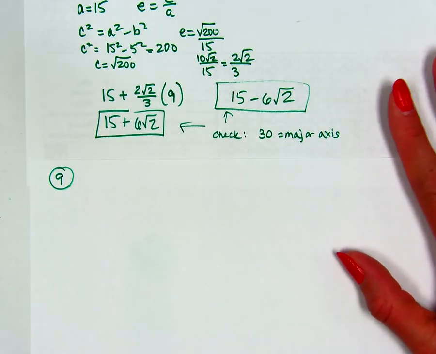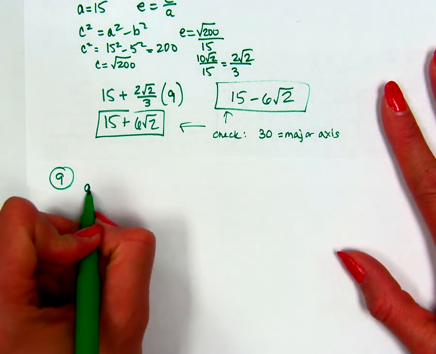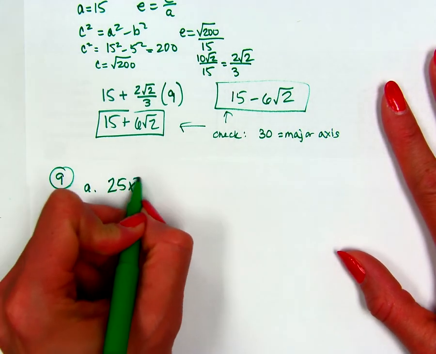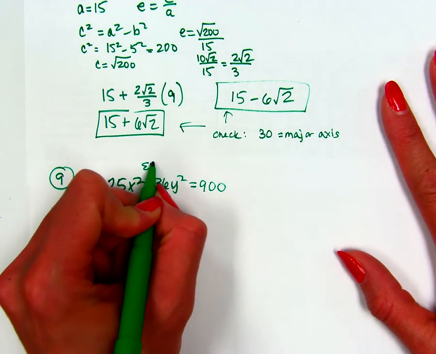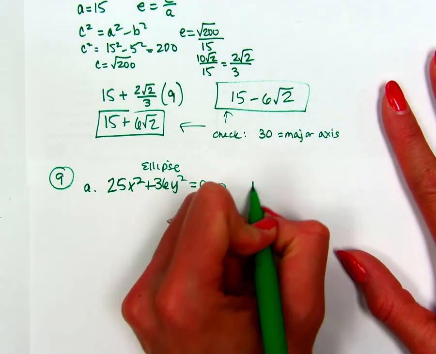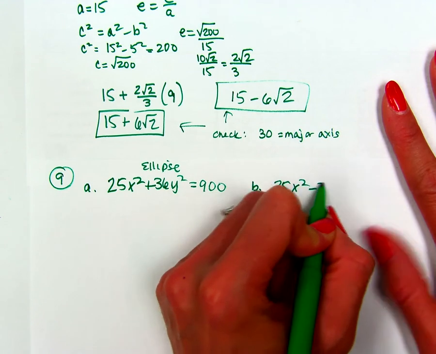This time they say that you have an ellipse and also a hyperbola. So 25x squared plus 36y squared equals 900. That's an ellipse. And I have a hyperbola, which is almost the same equation.